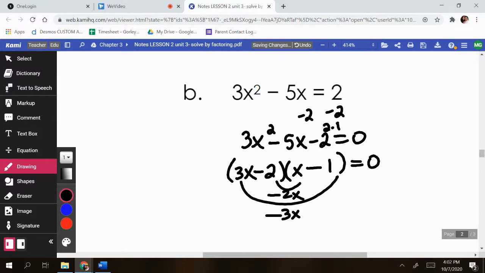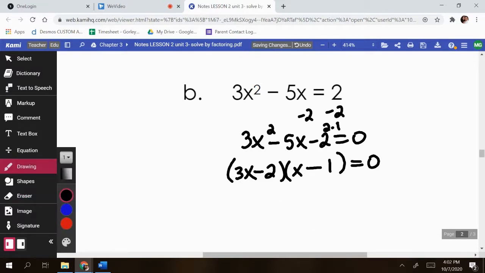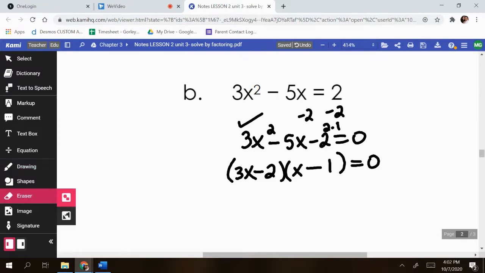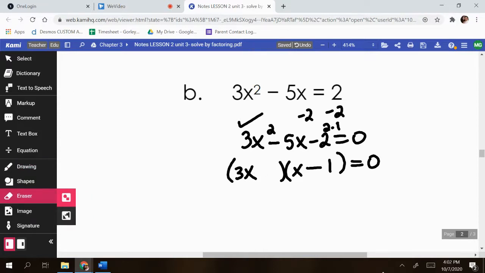So let's see if that would work. My outers are -3x, and my inners are -2x, and that would sum to give me -5x. And let's just check to make sure our first times first and last times last work. First times first would be 3x squared. That looks good. Last times last would be, see how last times last would be a +2, not a -2? So that is not going to work. All right, let's try something else.